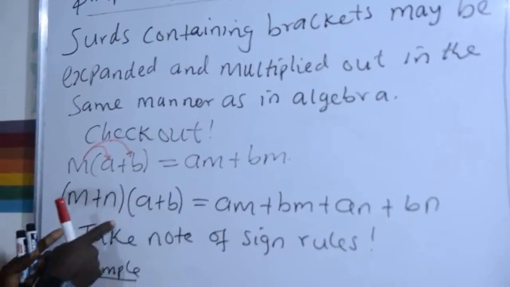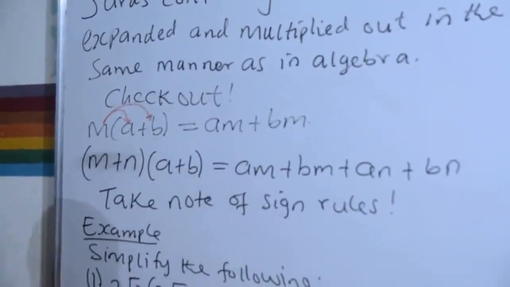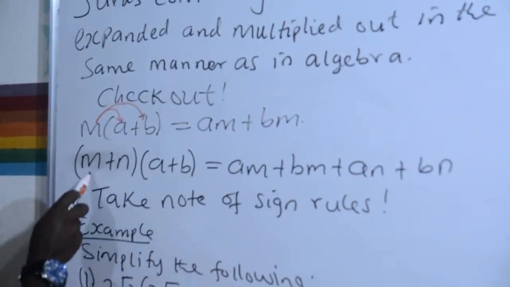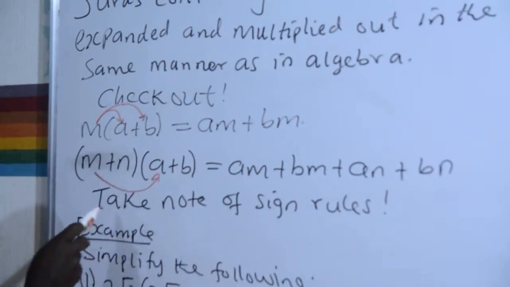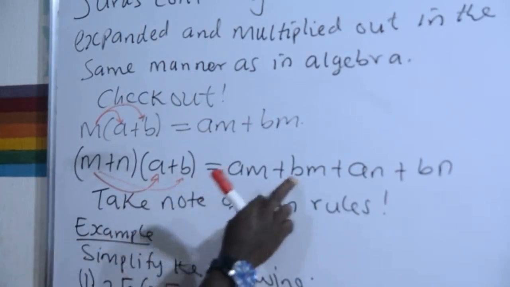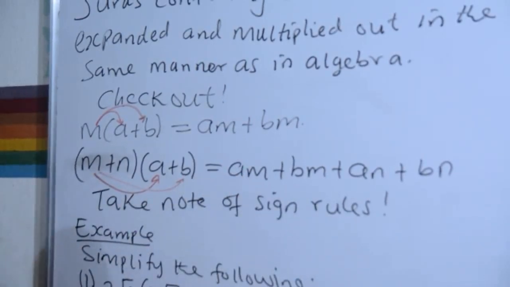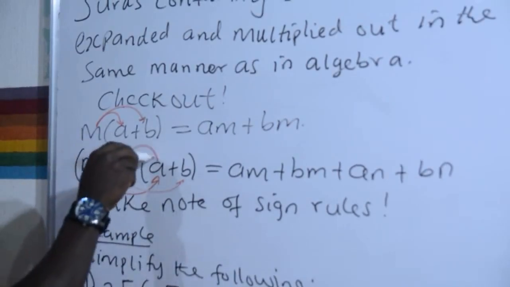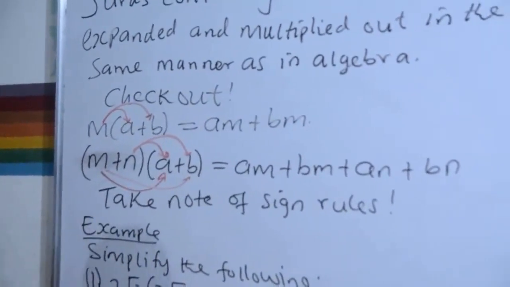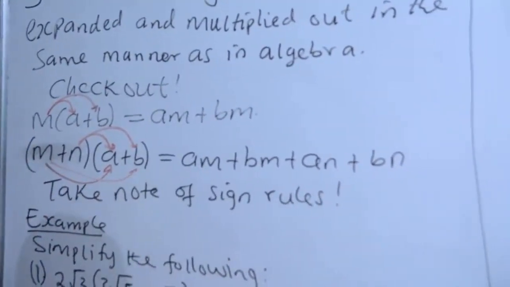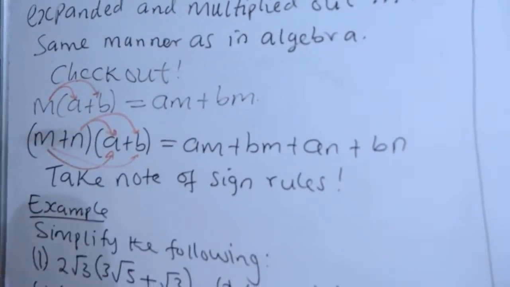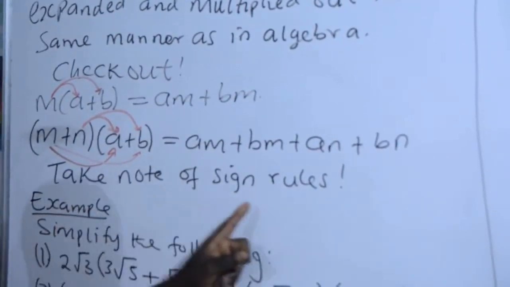Check this one too. (m plus n) in the bracket times (a plus b) in another bracket. How do we carry out this expansion? If you can remember, this m will multiply this a and we will also multiply this b. And that gives us am plus bm. In the same way, the n here will multiply this a and will also multiply this b to give us an plus bn. So see, that is what we have been doing all this while when we are dealing with algebra. And in doing so, take note of sign rules.